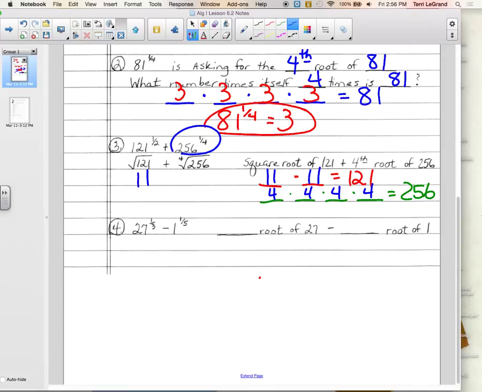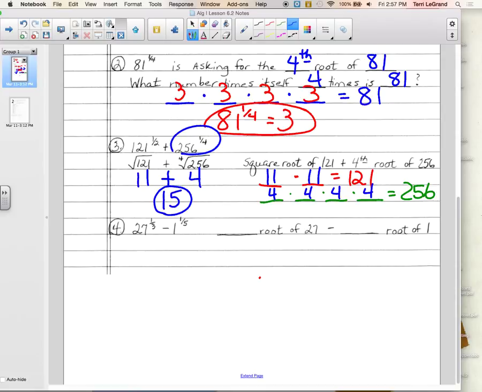4 times 4 times 4 times 4 is 256. Okay, so the 4th root of 256 is what? The 4th root of 256 is 4. So the square root of 121 is 11. The 4th root of 256 is 4. So 11 plus 4 is 15. Our final answer in this one is 15 because we were finding the sum of some powers.